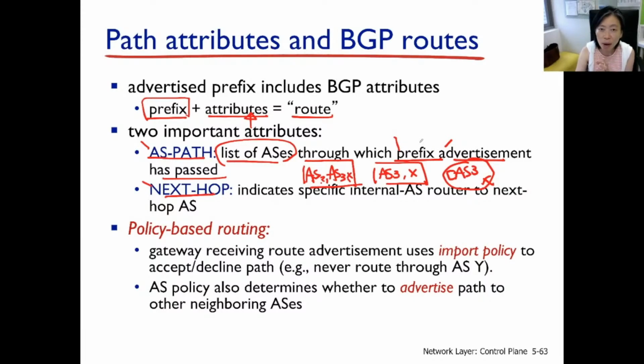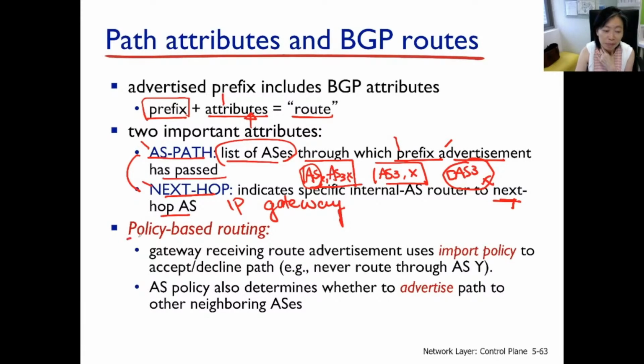Now this is not quite the next hop AS, the next AS number in the AS path. No, it is actually the gateway router within the source AS that is directly connected to the next hop AS. So it's carrying the IP address of the gateway router leading to the next hop AS. So the two together form the attribute set.